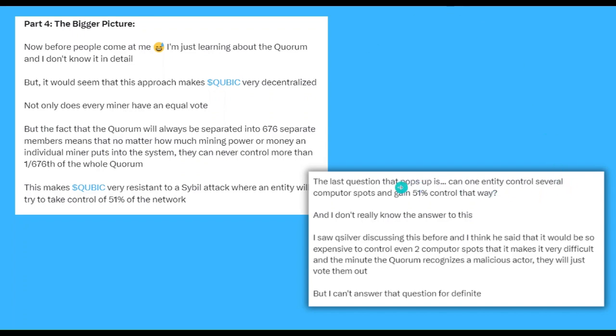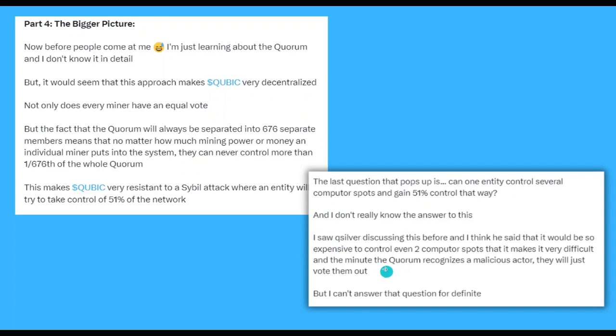But of course, as I said, the last question that pops up is, can one entity control several computor spots and control 51% this way? And my answer is, I don't really know the answer to this. I'm pretty sure they might be able to take over a couple of computor spots, but it's going to be really difficult. And I'm interested to see some more proof come out of this.